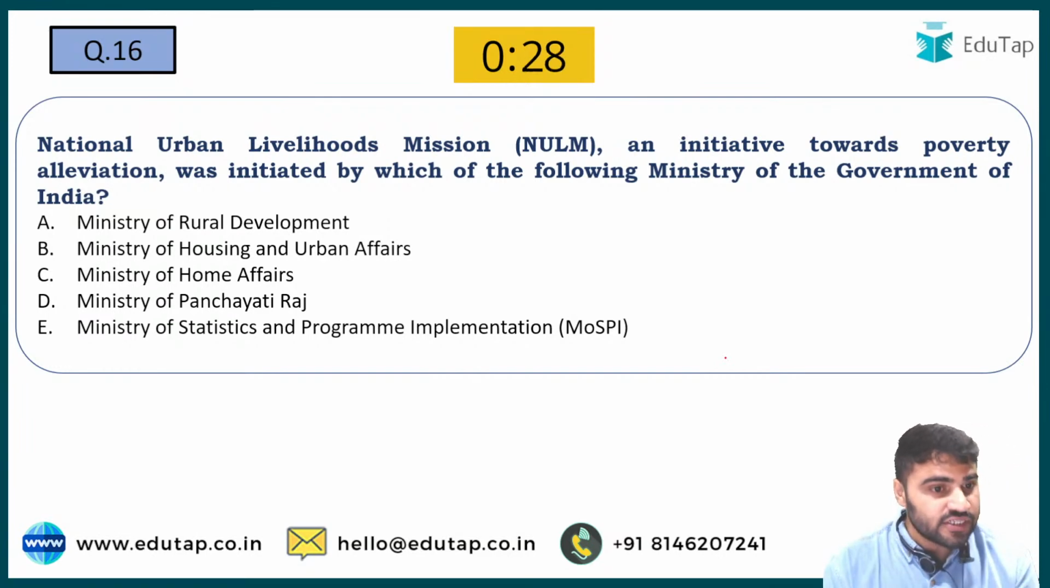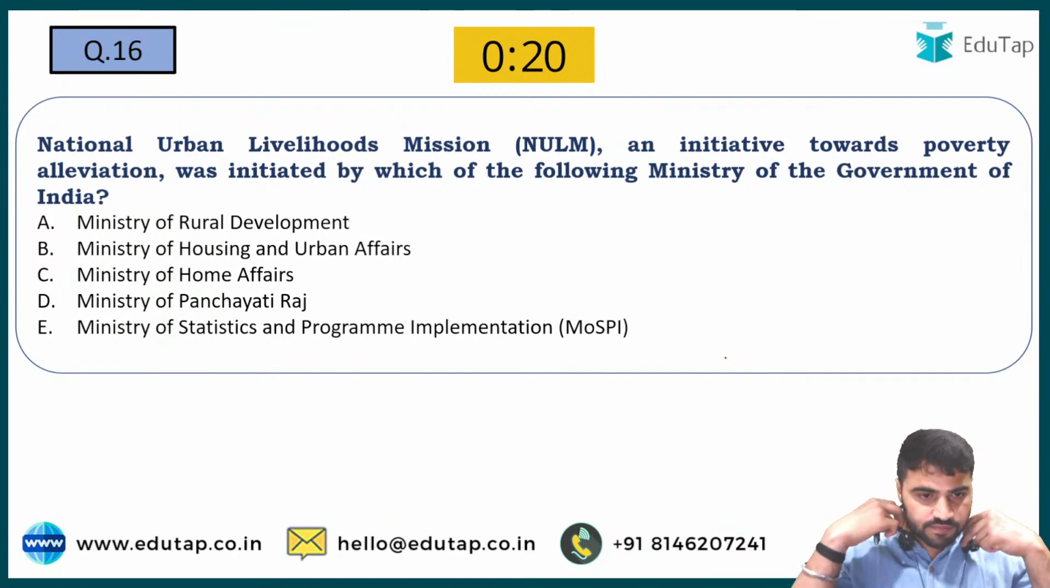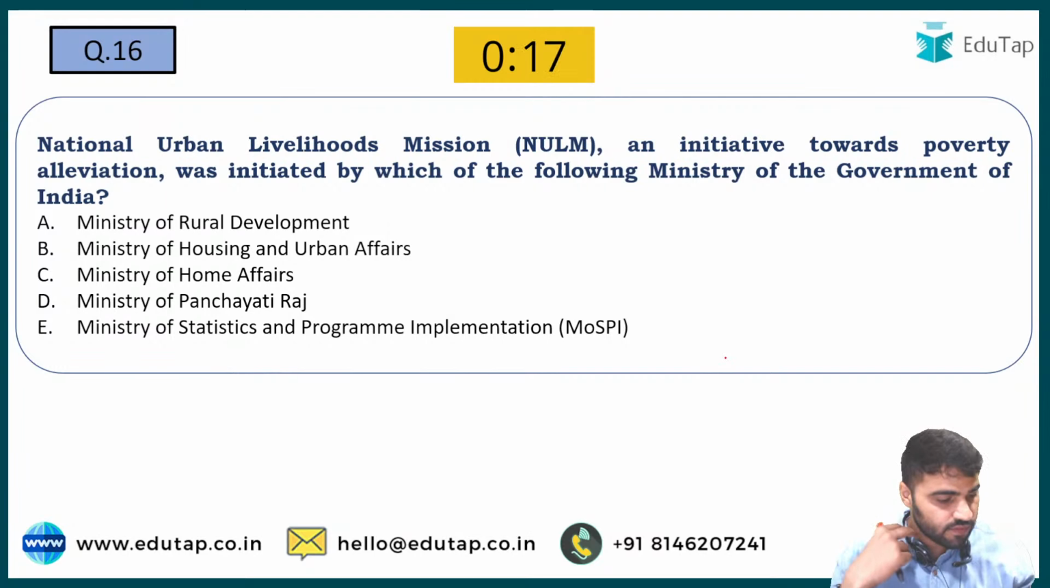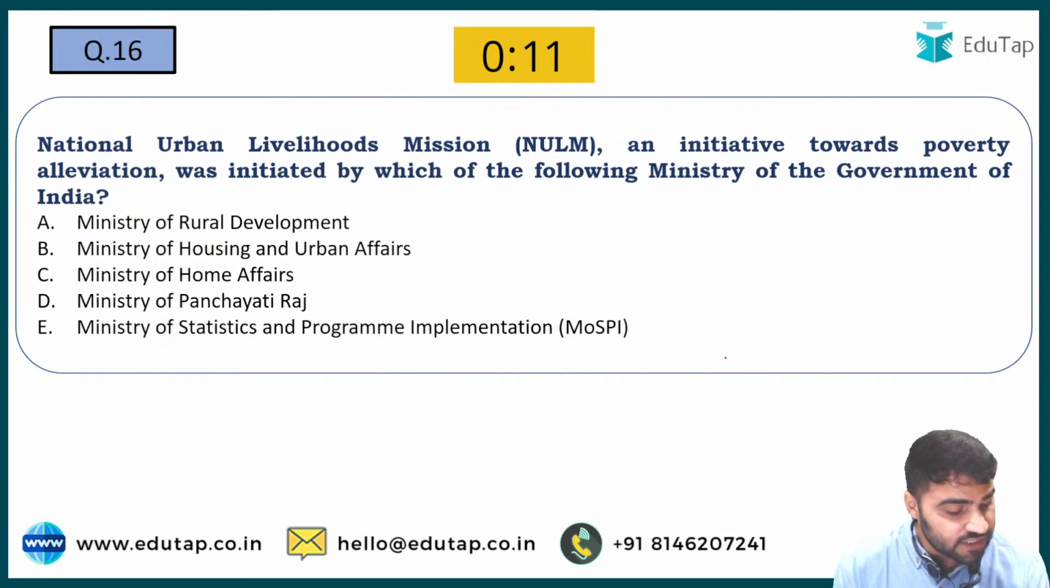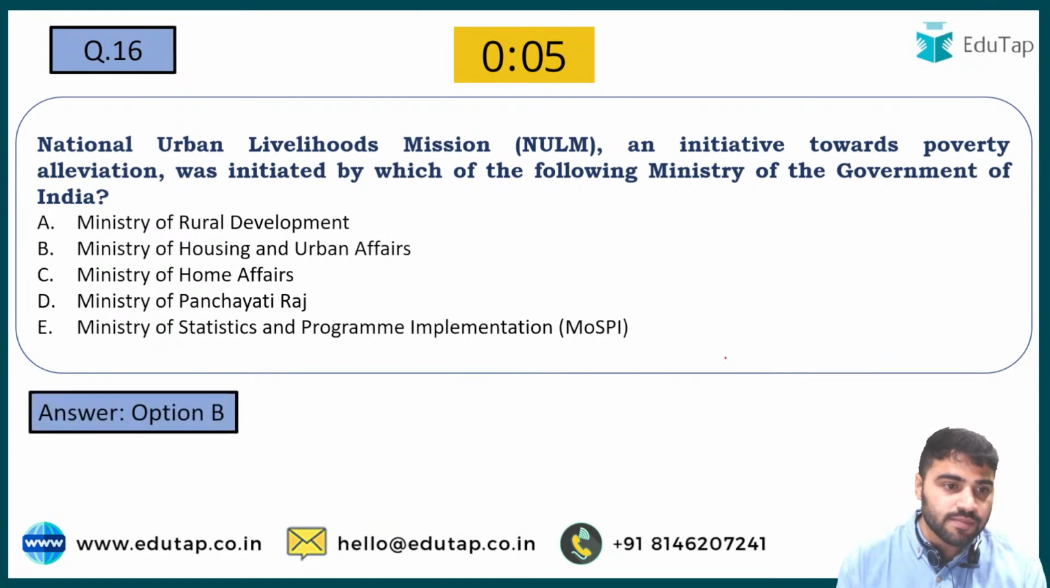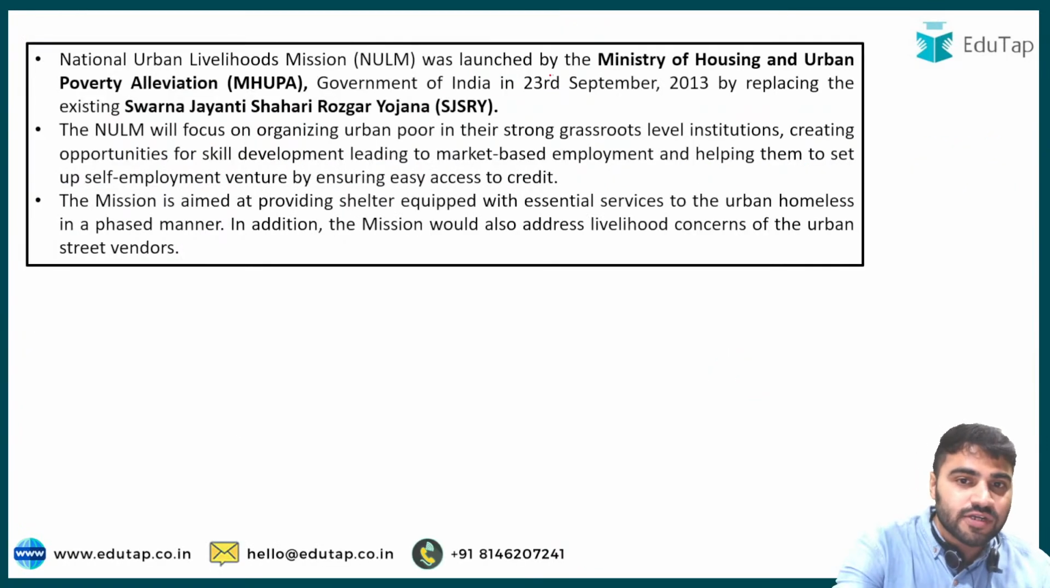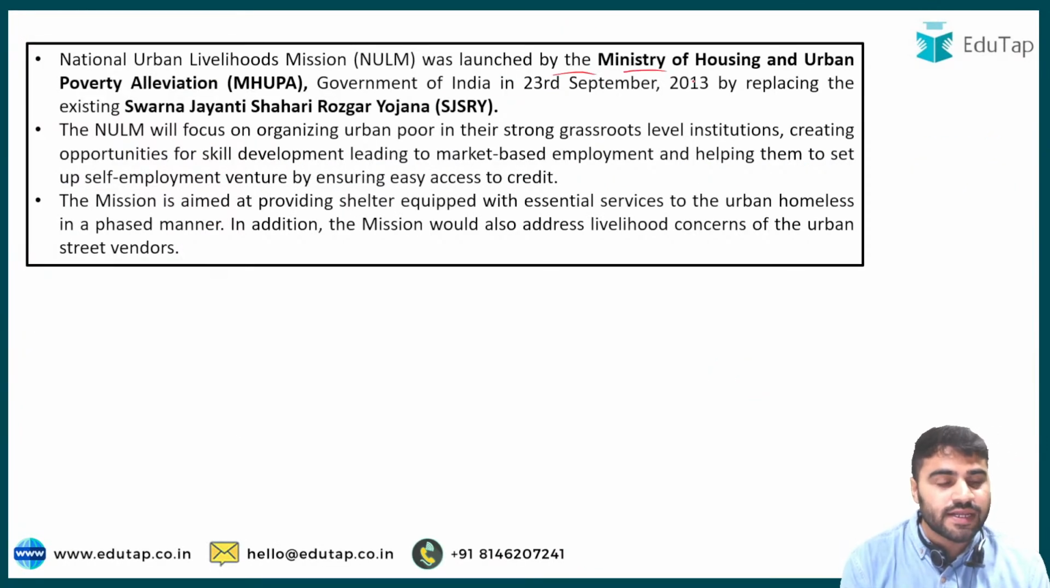Nilesh is saying 16th B, that is Ministry of Housing and Urban Affairs. Jyoti is saying 16th B. So mostly you guys are saying option number B, except Aditi who is saying option number A, that is Rural Development, and Civil Service Corner is also saying option number A. But the right answer is option number B, that is Ministry of Housing and Urban Affairs. So NULM was launched by the Ministry of Housing and Urban Poverty Alleviation.